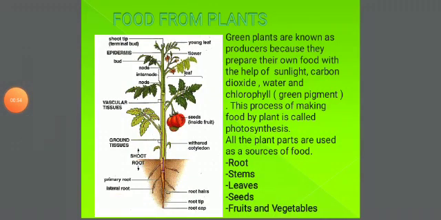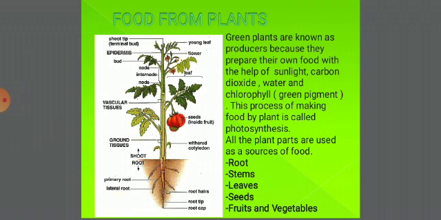Now let us see about food from plants. Green plants are called producers. Why do we call them producers? Because green plants can produce their own food with the help of carbon dioxide, chlorophyll, water, sunlight, like that.